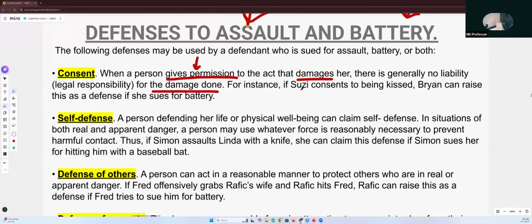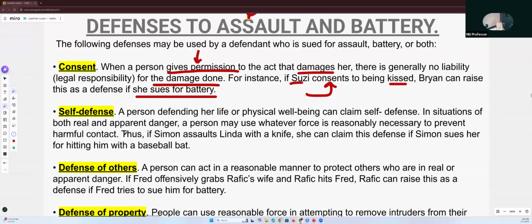For instance, if Susie consents to being kissed by Brian, Brian can then raise the defense of consent if she decides to sue him for battery, and now she's going to say it was an unwanted touch or an unwanted kiss on the cheek. Now she can maybe sue for battery. And if she does sue for battery, the defense attorney for Brian is going to use the defense of consent. And then we're going to use Brian's words to explain why this was consented to. Why did Brian have permission to give her this kiss? Okay, that defense may work for Brian.